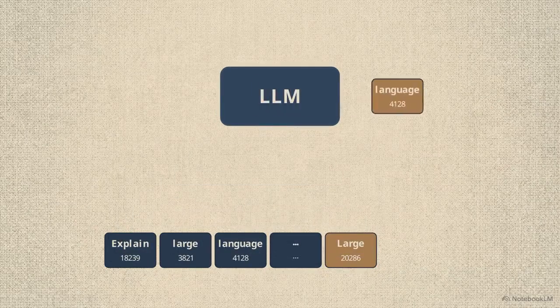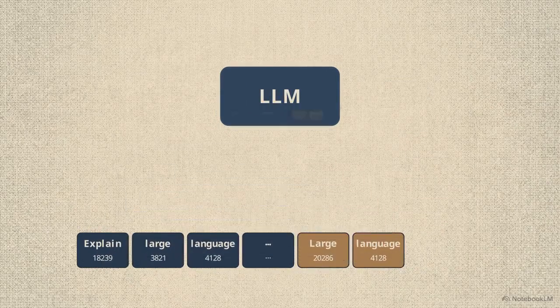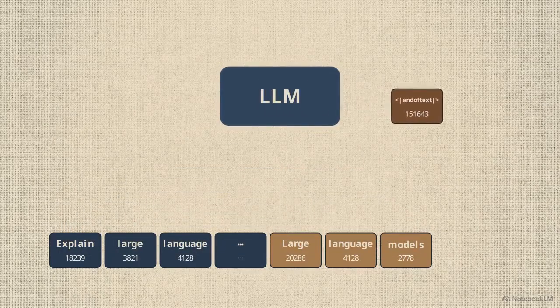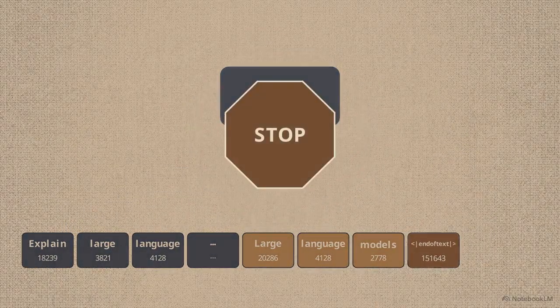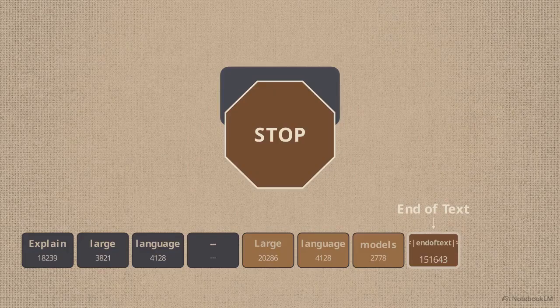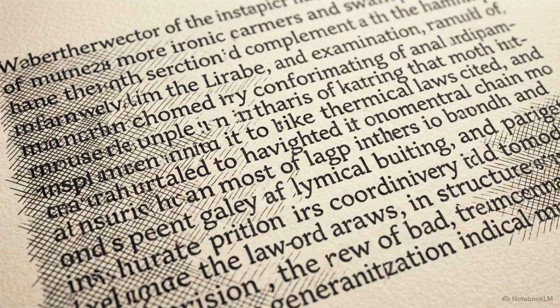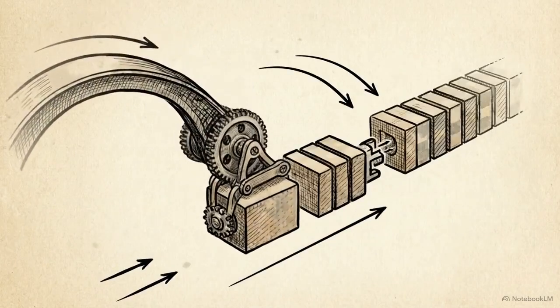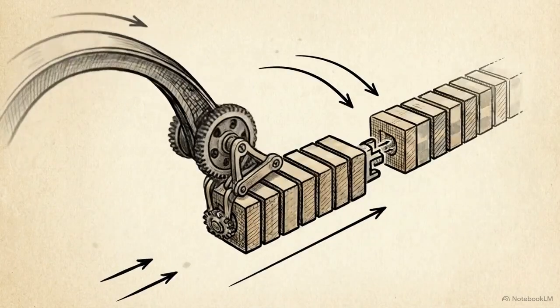It only breaks when the model explicitly predicts a highly specific stopping ID, token 1,051,643, which represents the end of text command. The fluent paragraph you read on a screen is not generated in one fluid motion. It is a mechanical, stuttering loop of evaluating the past to append exactly 1 discrete integer at a time.